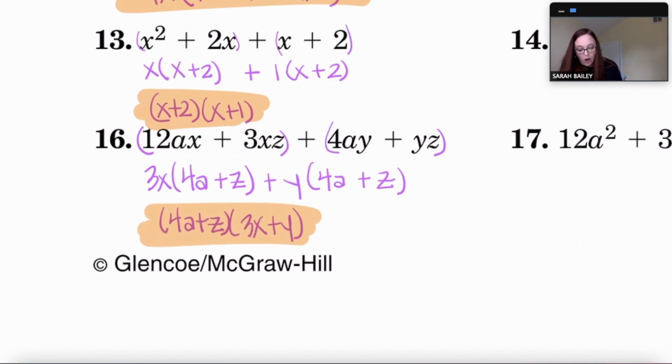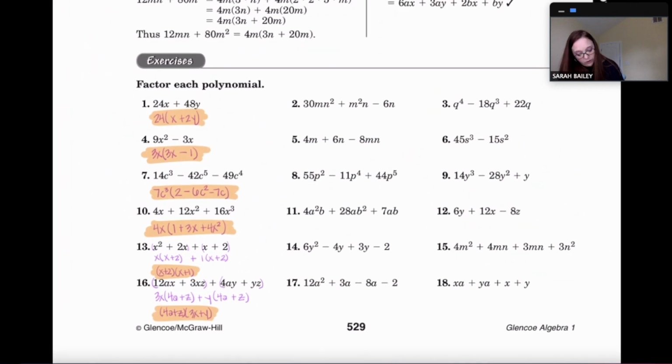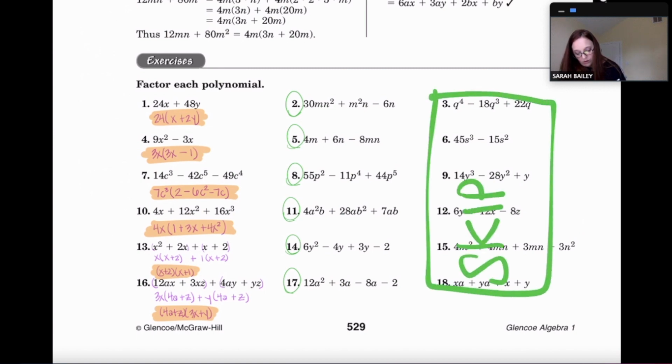So I know that problems 13 and 16, those will be more challenging maybe than the previous types of problems. All right, but I want you to try some on your own now. So I want you to try 2, 5, 8, 11, 14, and 17. And then you can skip over this last column. You don't have to do that last column. So go ahead, pause the video, and do that middle column now.